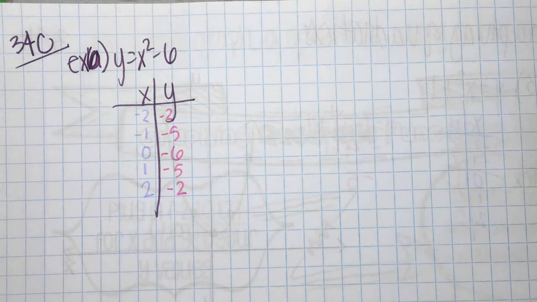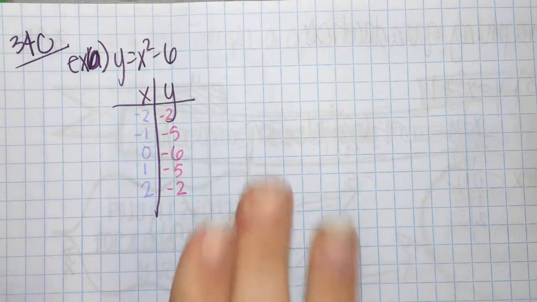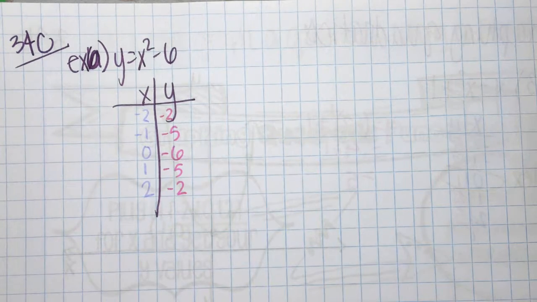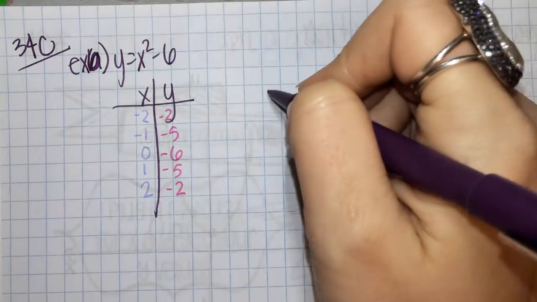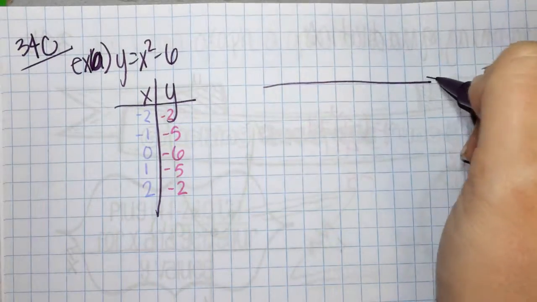Did everybody else get their T-table right so far? Yes, ma'am. Awesome. Okay, based on a T-table, what's our vertex? Sit on that table. Yes, because that's the one that doesn't repeat. Awesome.